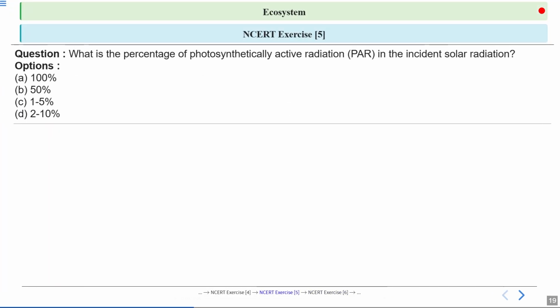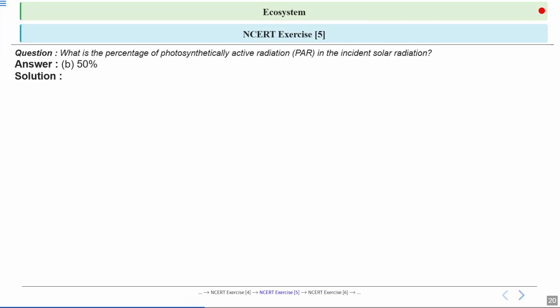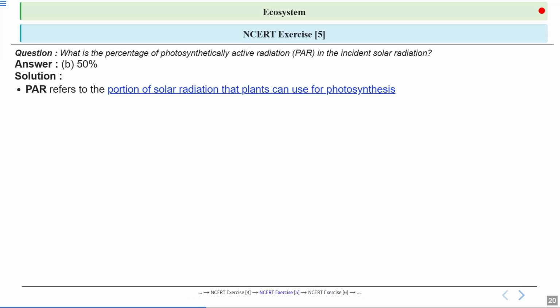Next question, what is the percentage of photosynthetically active radiation in the incident solar radiation? So you have four options: 100%, 50%, 1 to 5%, and 2 to 10%. So what will be the correct answer? Okay, option number B, 50% is the correct answer.